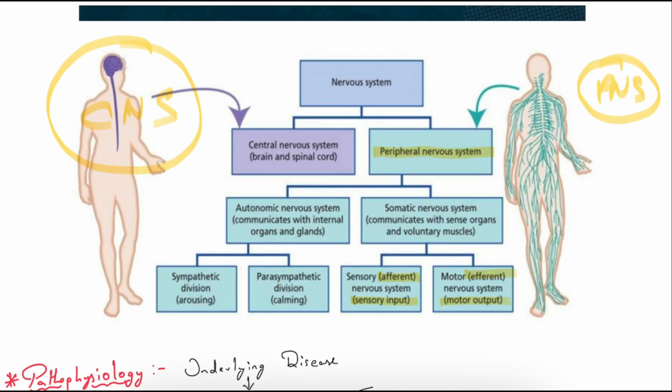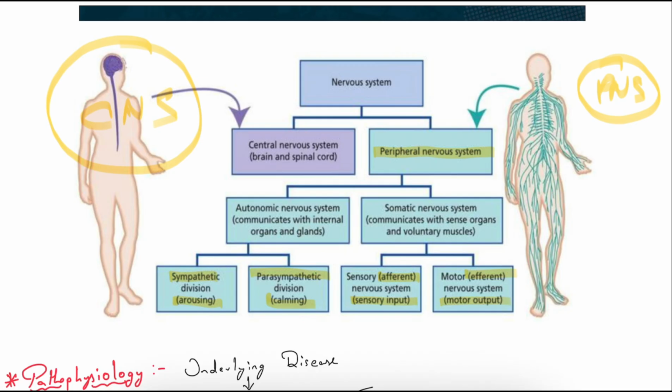You can see two different types of nervous system. One is sympathetic and parasympathetic. In sympathetic division, we can see arousing means fight or flight. In parasympathetic will be like calming means rest. Okay, so these are the things we can see.